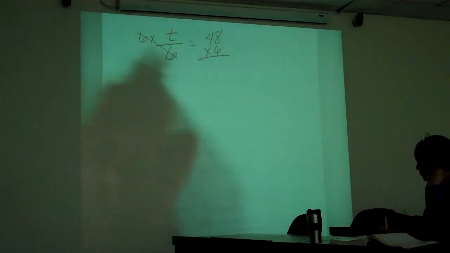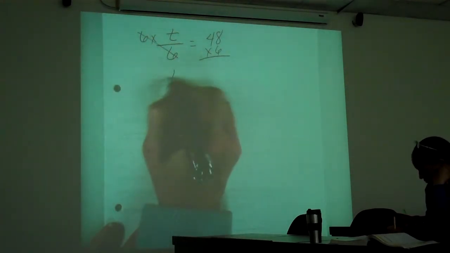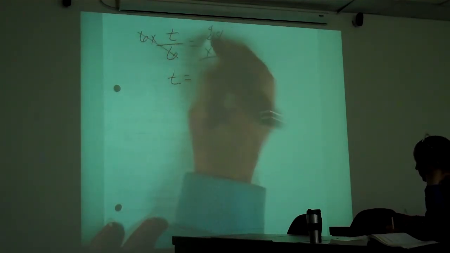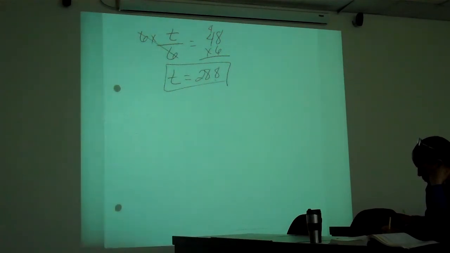Those two cancel out. They're just 1t, so it's just t. 48 times 6. 6 times 8, 48. 24, 25, 26, 27, 28. 288 divided by 6 is 48.